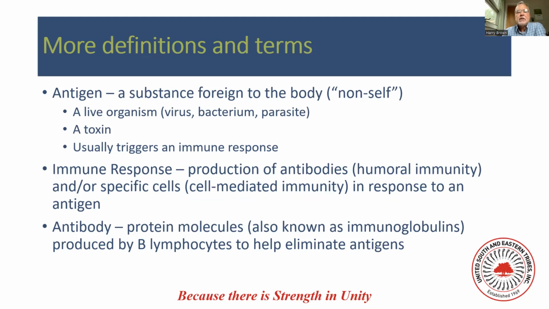So what is an antigen? Well, an antigen is basically any foreign substance that's not part of yourself. So it could be a live organism like a bacteria, parasite, fungus, virus, could be a toxin like tetanus toxin. And usually an antigen will trigger the immune system to respond in some way. Now, that so-called immune response could be the production of antibodies, and that's called humoral immunity, or it could be the development of certain types of cells, such as T cells, B cells, and that's called cell-mediated immunity, and that's in response to an antigenic stimulus or an antigen coming into contact with the immune system. Now, an antibody is also known as an immunoglobulin, and these are specific proteins that are produced by B lymphocytes, and those help eliminate antigens in various different ways that I won't go into all the detail on that. But next slide, please.